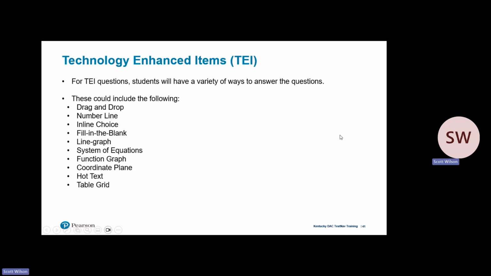Technology enhanced items are different types of questions that students will have a variety of ways to answer. Some of the examples for technology enhanced items include drag and drop, number line, inline choice, fill in the blank, line graph, systems of equations, function graph, coordinate plane, hot text, and table grid.